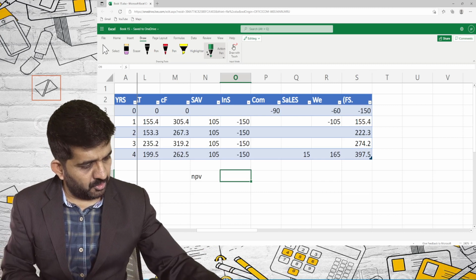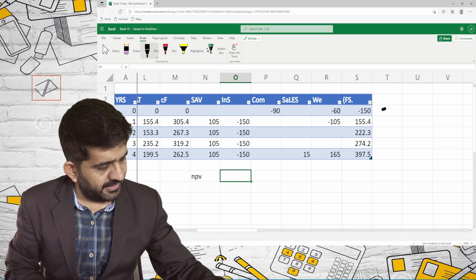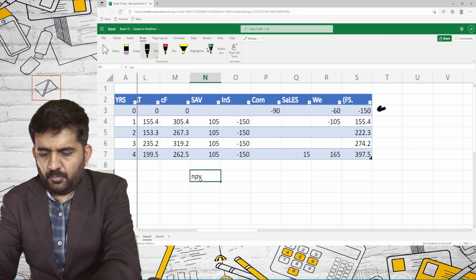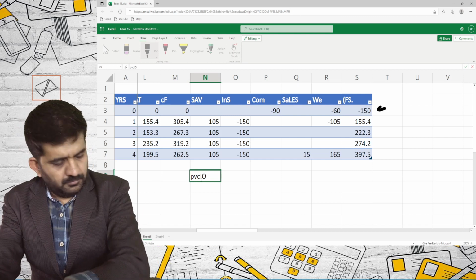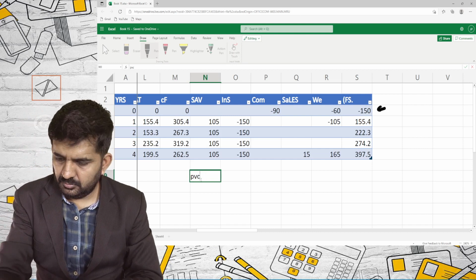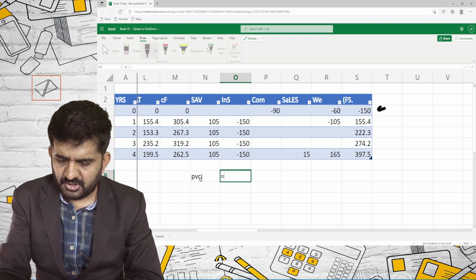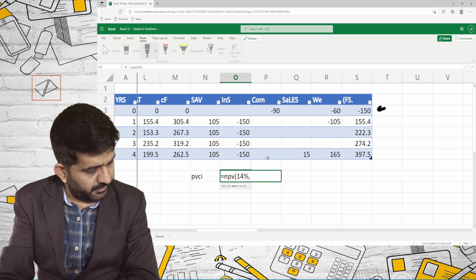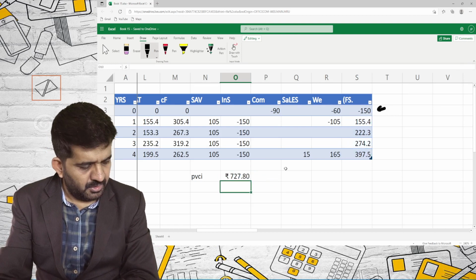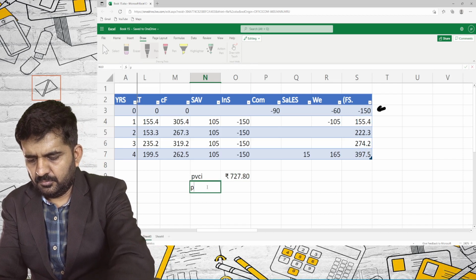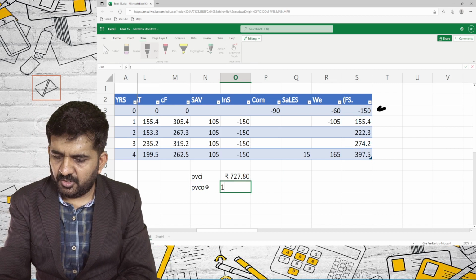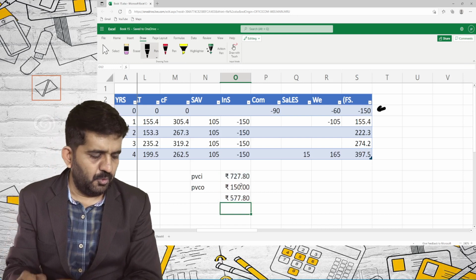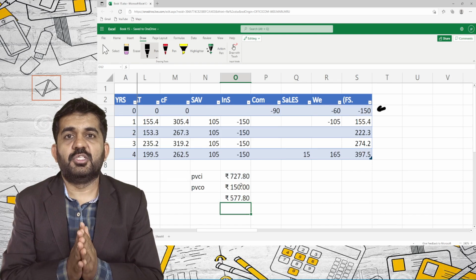NPV I will have to find again because this 150 is at the end of 0 year, right? It would otherwise have been taken at the end of first year. So what I will be doing, I will be finding out the present value of cash inflow by just doing NPV at a 14% rate of interest of all these 4 cells. This is my present value of cash inflow. Present value of cash outflow, we already know, at the end of 0 year is 150, and so my NPV will be this minus this figure, which gives me 577.80. This is my net present value.